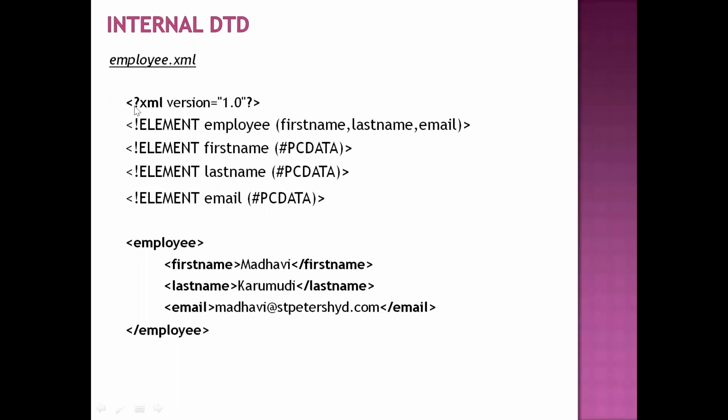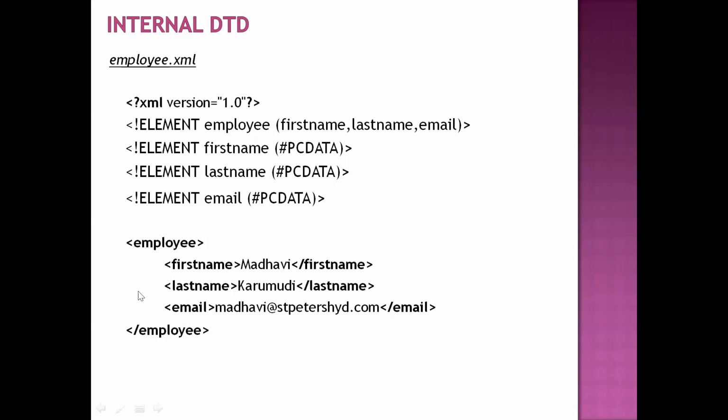Now see, an XML document always starts with the XML declaration statement. Then here this is the DTD for the XML document. Just assume that this is my XML document. In this XML document, I am specifying one employee's information: employee first name, employee last name, and employee email address. So for this employee record, I am writing the DTD here, right?